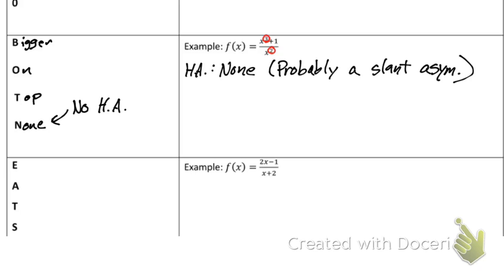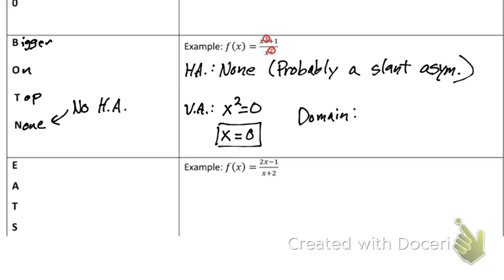Well, we can still find our vertical asymptote. Vertical asymptote is just setting the denominator equal to 0. So our vertical asymptote, set the denominator equal to 0. x squared equals 0. Well, that's just going to be x equals 0. Vertical asymptote at x equals 0. Let's go ahead and do our domain. Our domain is going to be all reals, except x cannot equal 0.